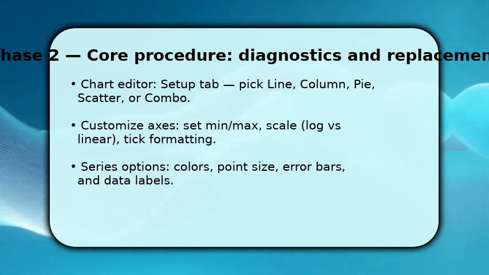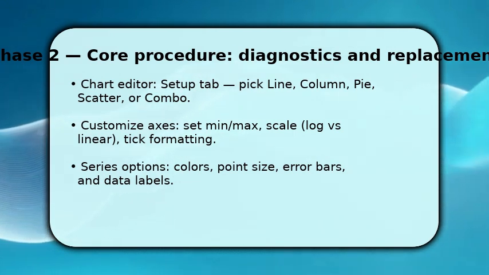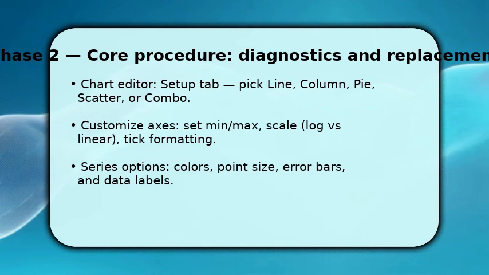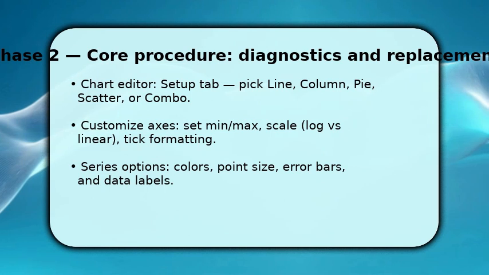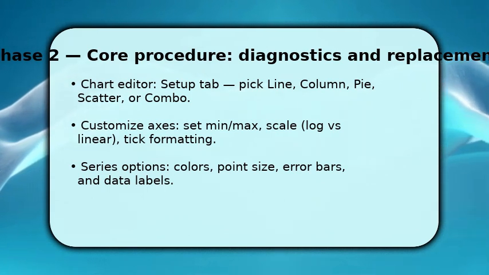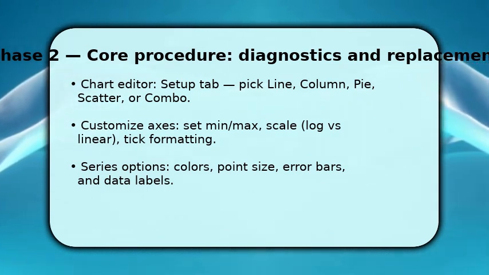Once done, refine axes. Set minimum and maximum values, choose linear or logarithmic scale, and adjust tick formatting so numbers are readable. Then customize series styling. Change colors, marker size, add error bars or data labels to clarify values. These steps reduce misinterpretation and make patterns stand out, so viewers immediately see the point.